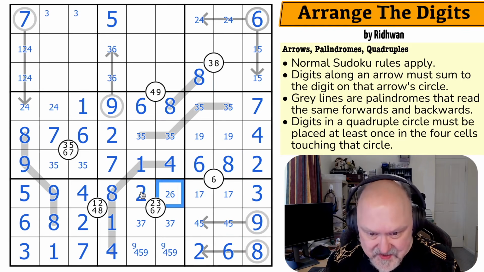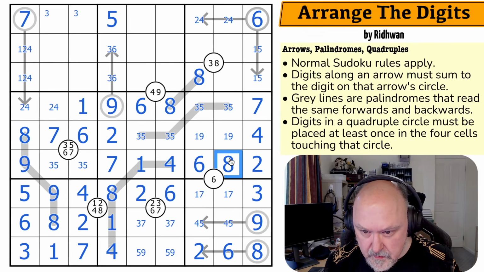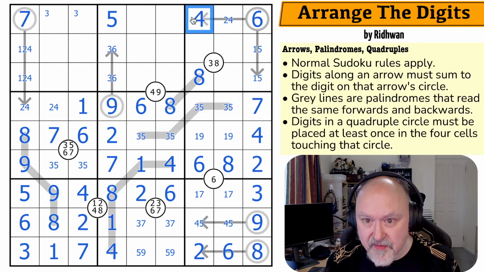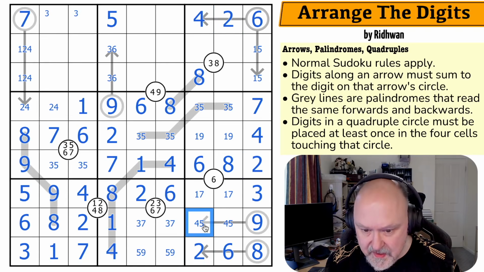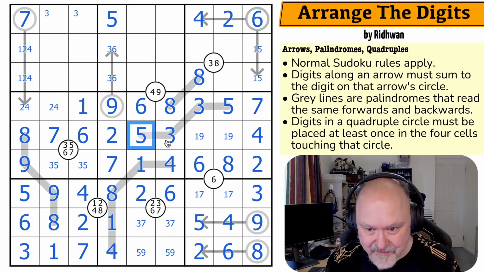Looking down, making that the 2 and that the 6. Something gets removed from here. The 4. There's no 4 there. This is a 5, 9. Two looks up, making that the 4 and that the 2. The 4 looks down, making that the 5 and that the 4. The 5 looks up, making that the 3 and that the 5, which by palindrome makes that the 3 and that the 5.